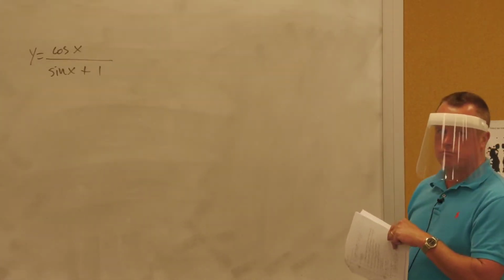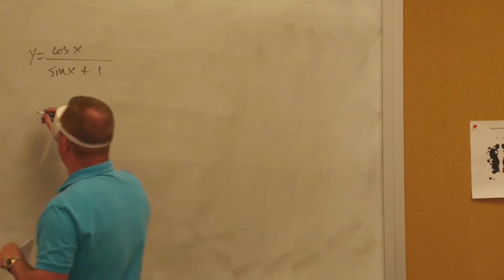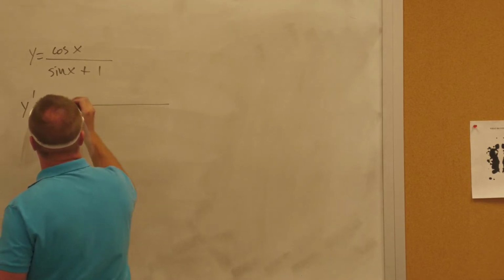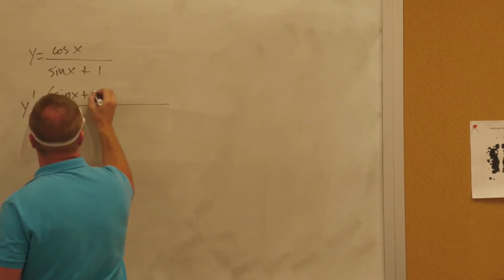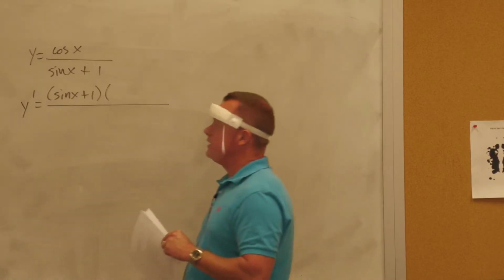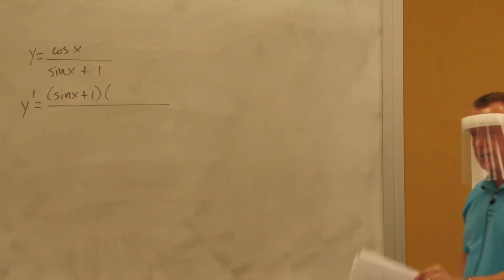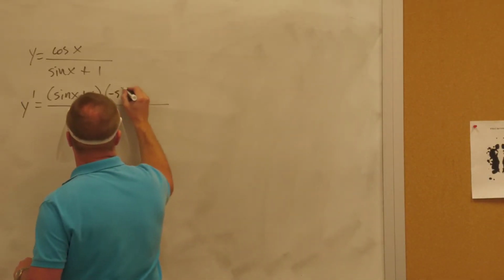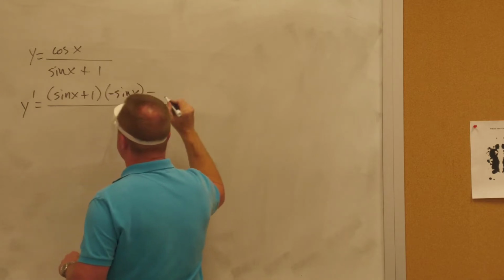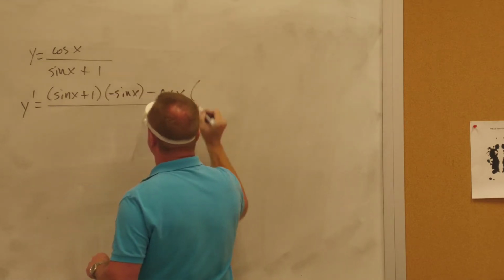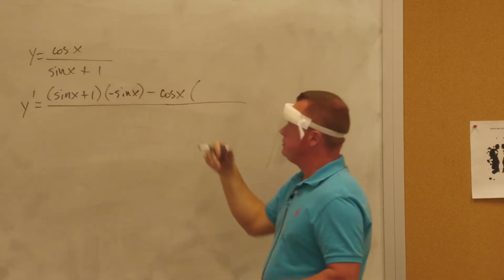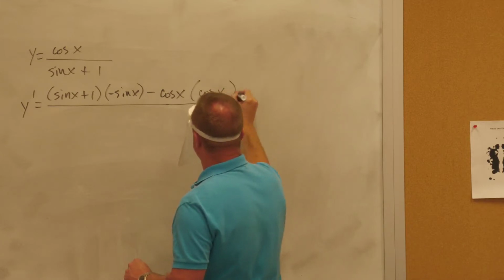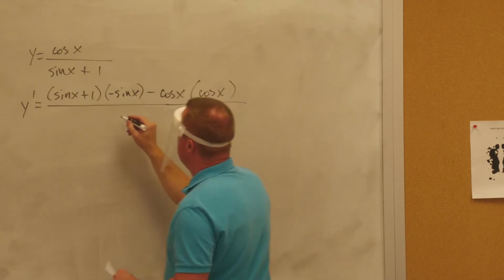All right, we've got a quotient, right? Quotient rule. So y prime is equal to the bottom times the derivative of the top. So sine x plus 1 times, what is the derivative of cosine x? It is negative sine x, right? Starts with a C, derivative is negative. So negative sine x, minus the top times the derivative of the bottom. The derivative of 1 is 0. What's the derivative of sine x? Cosine x. Positive cosine x. Over the bottom squared.